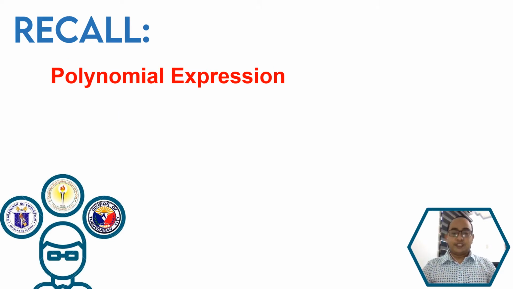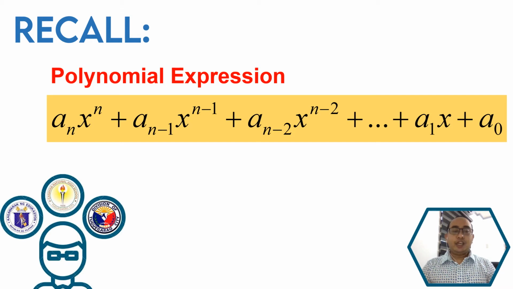Okay, so first things first, class, let's recall what a polynomial expression is. Your math teacher when you were in grade 7 has mentioned that a polynomial expression always takes the form a sub n x raised to n plus a sub n minus 1 x raised to n minus 1 plus a sub n minus 2 x raised to n minus 2 plus, and so on, until the linear term a sub 1 x plus the constant term a sub 0. And this polynomial expression must have the leading coefficient a sub n not equal to 0.